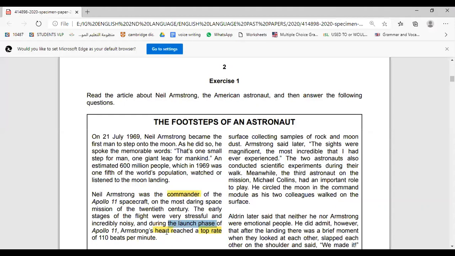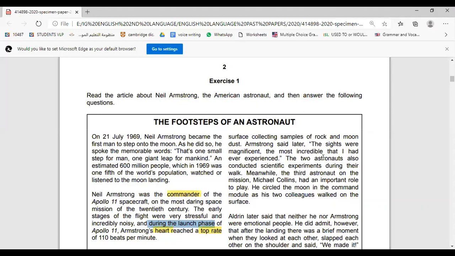So the answer here, you can just write the launch phase or during the launch phase. This is enough. Don't take more than this. You can copy it from the text and write it on your answer sheet, and you will be rewarded the mark for this. So we managed to get the answers for the first and the second questions.